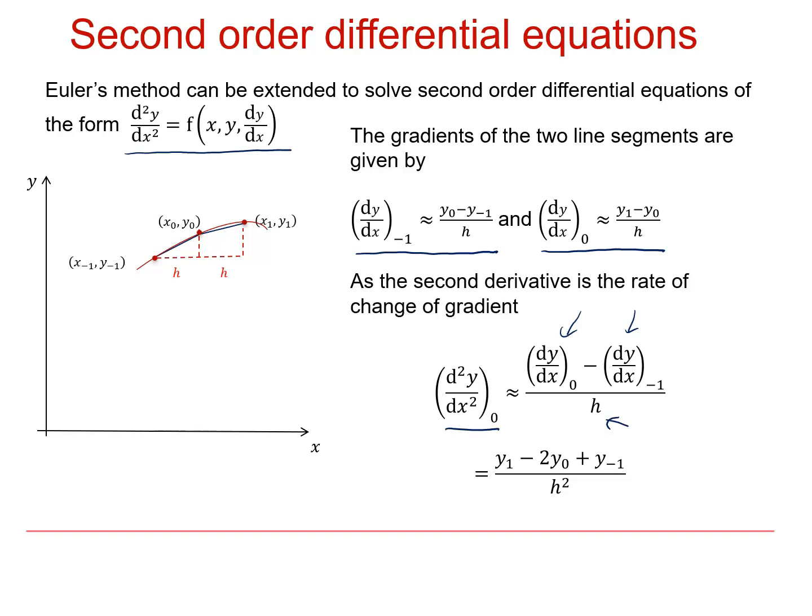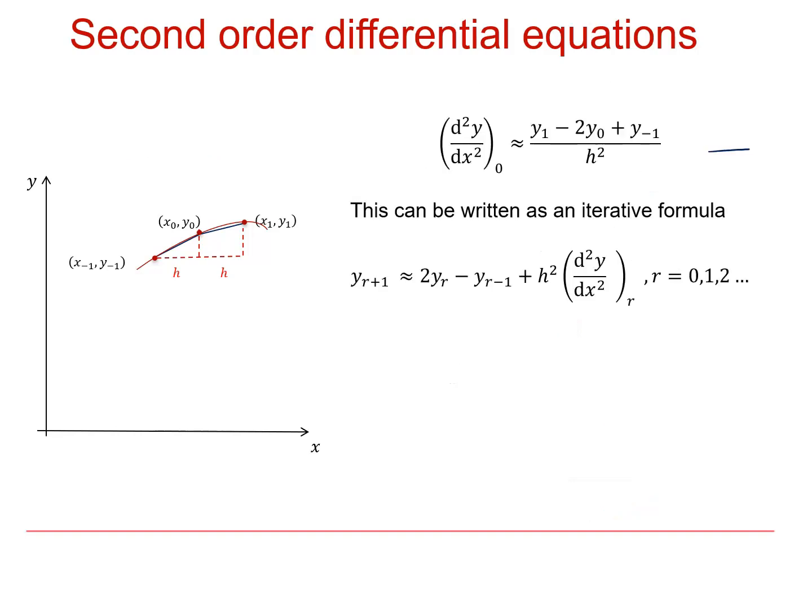So by replacing our two first order derivatives into a second order one, we end up getting this formula here. So we can say that the second order derivative is the equivalent of y1 minus 2y0 plus y minus 1 all over h squared.